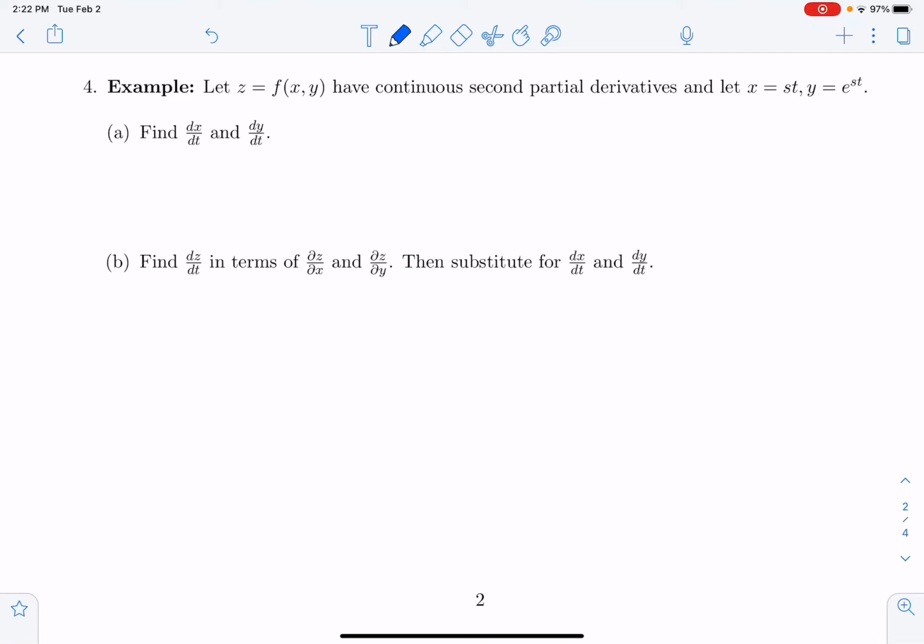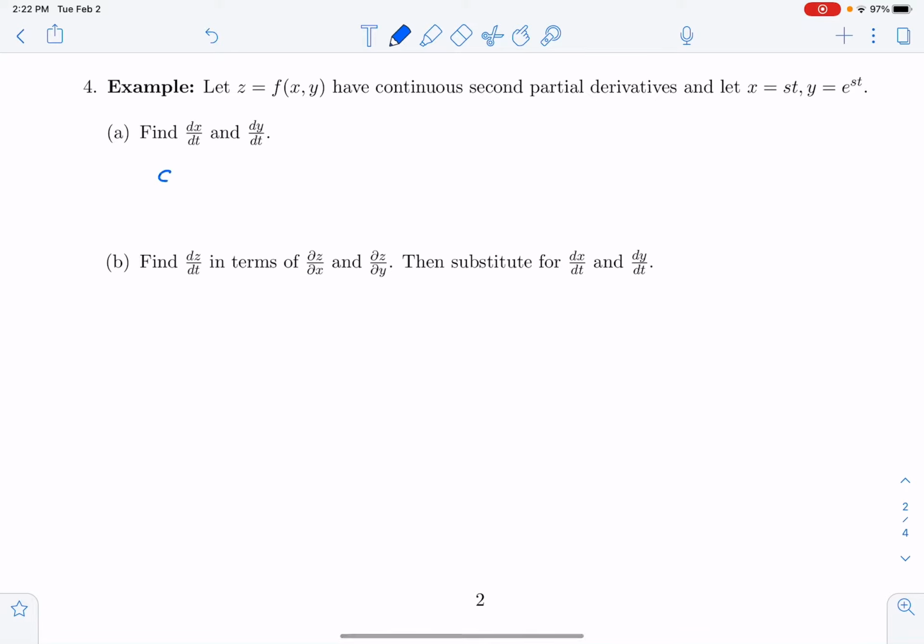I would now like to do an example that illustrates the complexities that can occur with the chain rule. So I'm going to let z be a function of x and y, and then x and y are both going to be functions of t. x is equal to st and y is equal to e to the st. My goal is going to be to take a second derivative of z with respect to time, so I'm going to assume that f has continuous second partial derivatives.